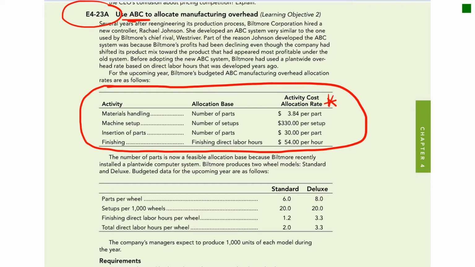Down below, they give you the 2 products, the standard and the deluxe. They basically give you the activities that go into making each of these products. And finally, another thing that's very important is that they are going to be producing 1,000 units. Now, in the next slide, we'll walk you through the requirements.